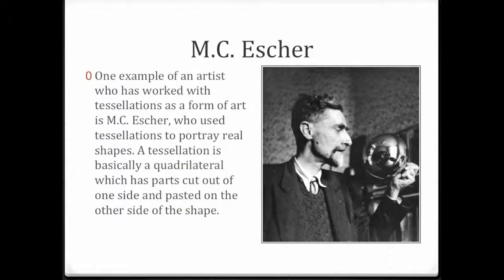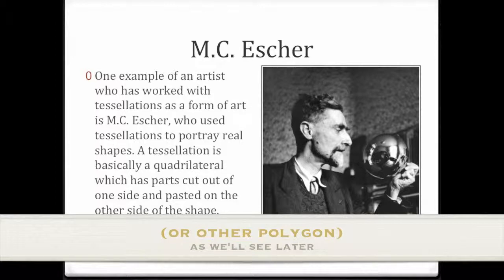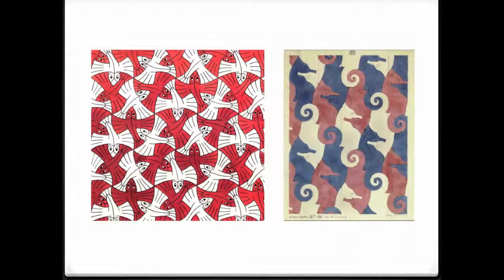M.C. Escher. One example of an artist who has worked with tessellation as a form of art is M.C. Escher, who used tessellations to portray real shapes. A tessellation is basically a quadrilateral which has parts cut out of one side and pasted on the other side of the shape. This is a quick example of some of his work.